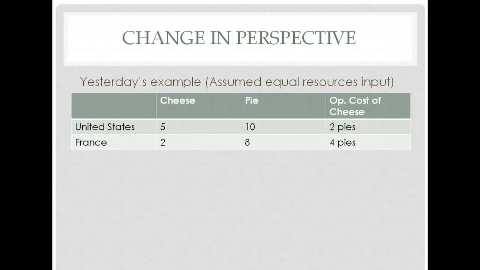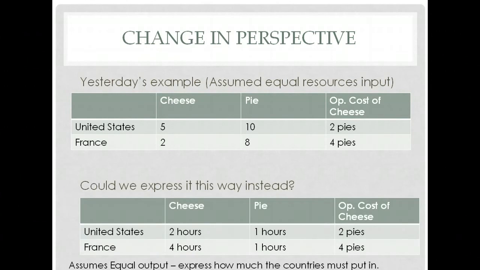Now, what you're going to notice about that is that this problem expresses the information in terms of what's being produced or what's being put out. How much cheese can be made, how much pie can be made. And we're assuming that equal resources are going into doing that. Could this problem be expressed differently? And as it turns out, the answer is yes. Suppose we could express it like this.